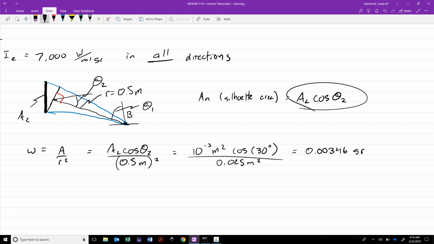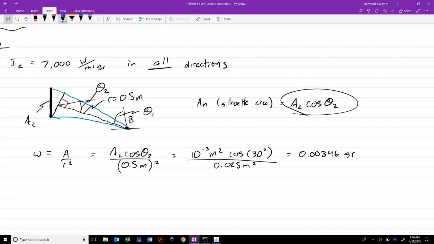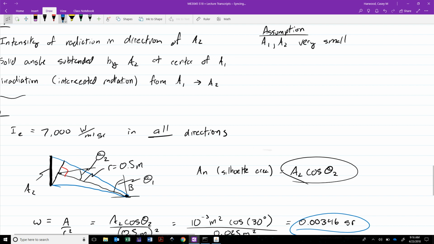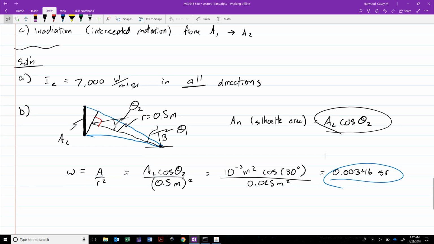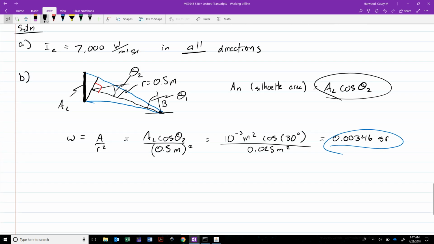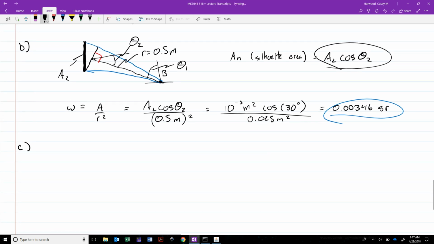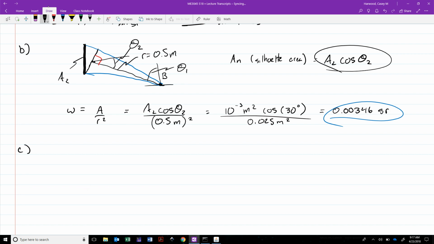Now, knowing the solid angle, our last part, part C of this problem, should be pretty easy: figuring out how much radiation from A1 is actually being intercepted by A2. So for part C, we'll draw this sketch one more time. Promise I'll cut it out with the drawings here in a second.